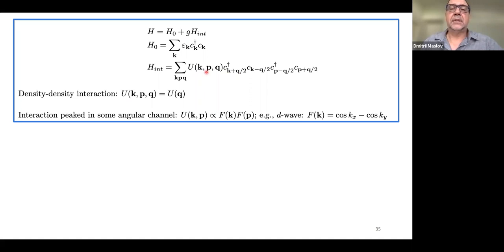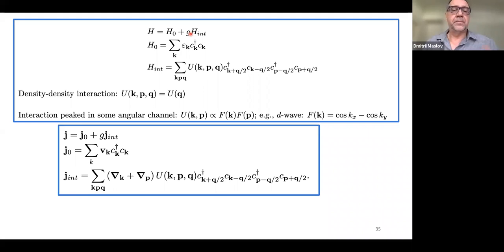And I will not assume that that interaction is necessarily only a function of momentum transfers. If I do, that means that I'm back to the density-density interaction. But I can also allow this interaction to be proportional to some form factors, which depend on K and P. For example, if the interaction is in the D-wave channel, then this form factor is the familiar cosine Kx minus cosine Ky. I single out a dimensionless complex constant G out of the interaction in the Hamiltonian just to make the power counting simple.